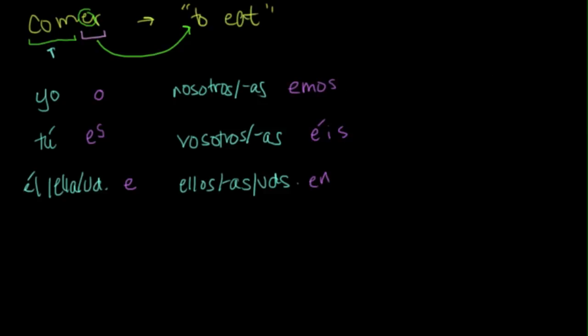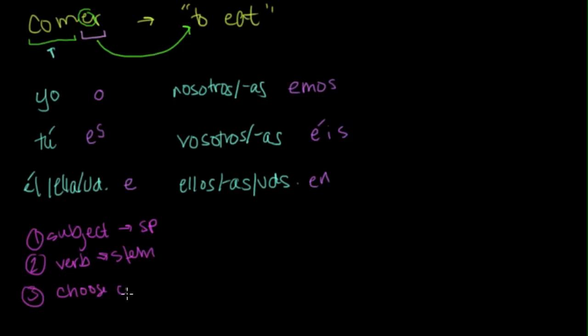And now let's go through and conjugate comer in all forms. So the process is exactly the same as with AR verbs. First step, identify the subject and make sure it's a subject pronoun. Step 2, identify the verb and its stem. Step 3, choose the conjugation ending, making sure that it matches the subject pronoun that you determined. And step 4, add the ending to the stem.